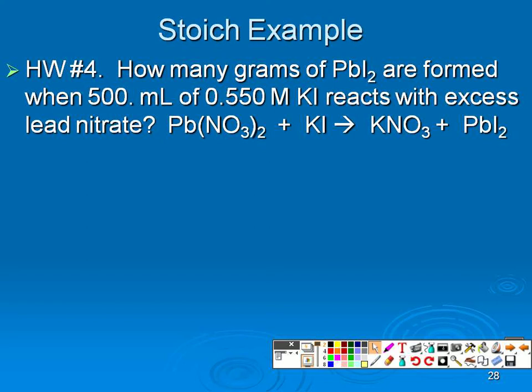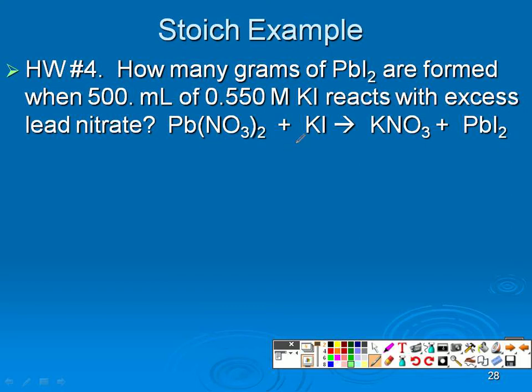Let's do an example. This is on worksheet number 4, and this is question number 4. How many grams of PbI2 are formed when 500 milliliters of 0.550 molar KI reacts with excess lead nitrate? So we got some good verbiage going on here. I think we need a color change. Let's do that. So we know that lead nitrate is the excess, so no worry about it. And then we're going to move on to the KI.